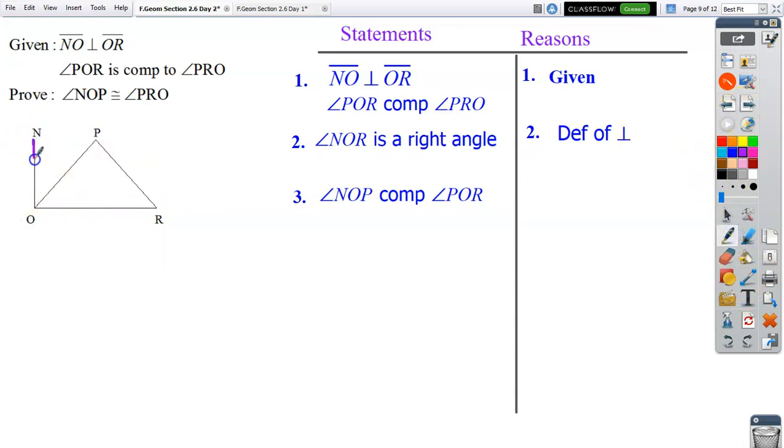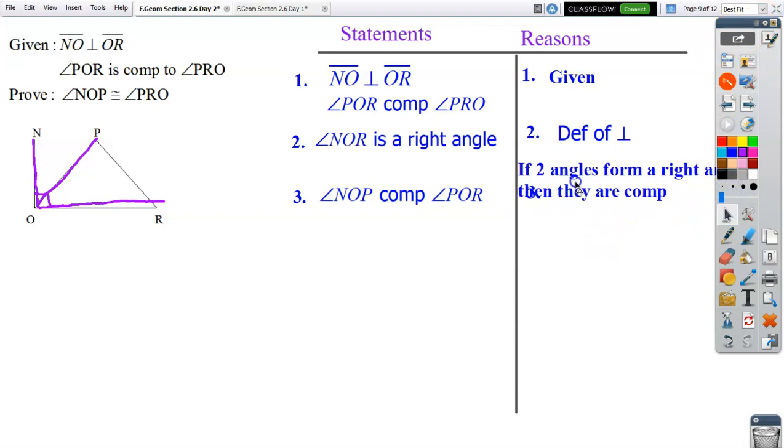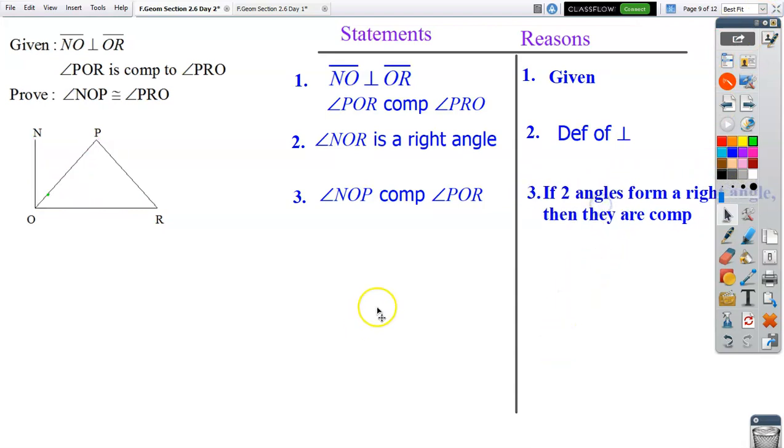We know that NOP and POR make up this right angle, so they are complementary. If two angles form a right angle, then they are complementary. I know you can kind of not see it behind there, but that's what it says. If two angles form a right angle, then they are complementary. Okay, and the last step.